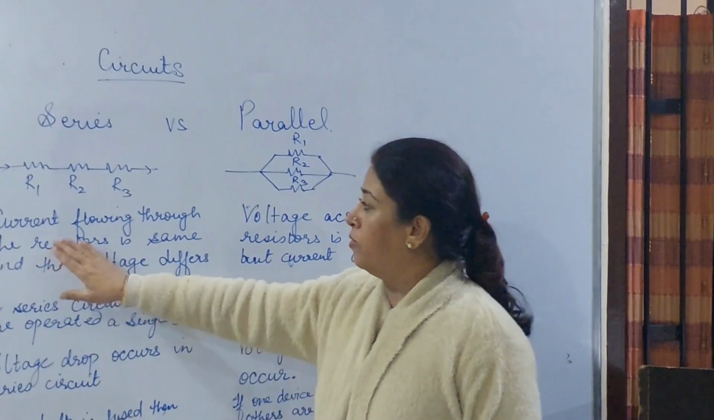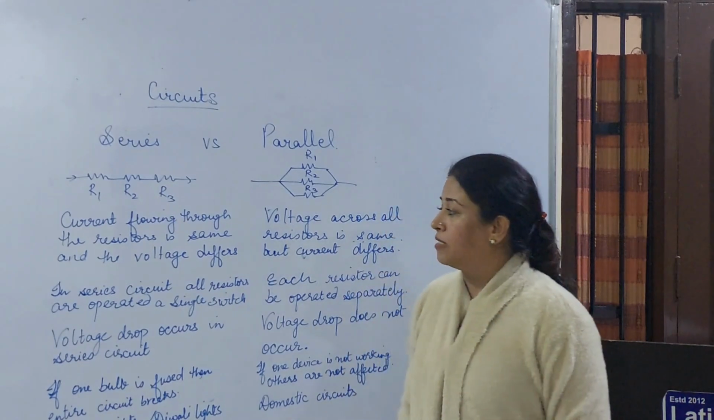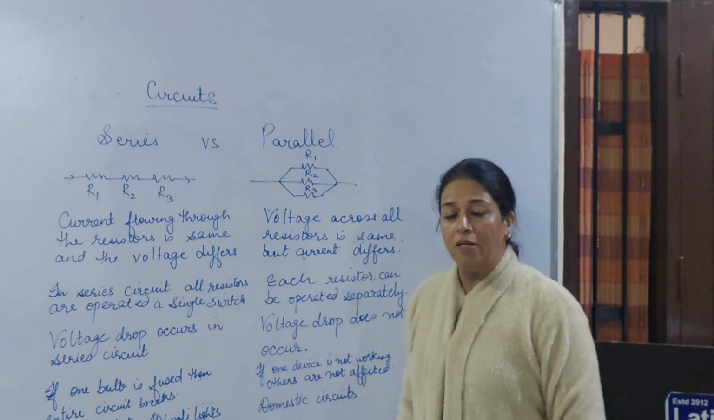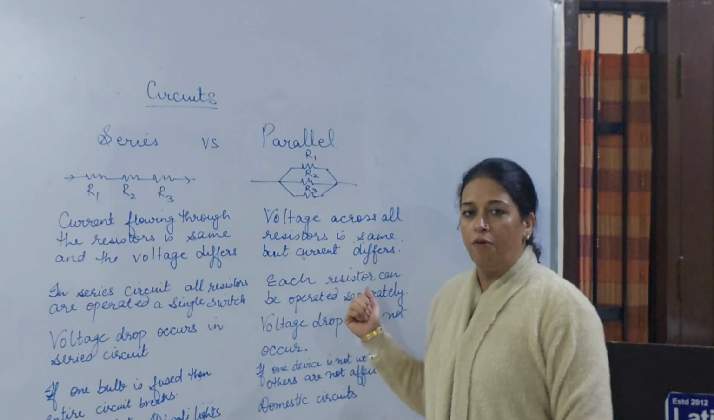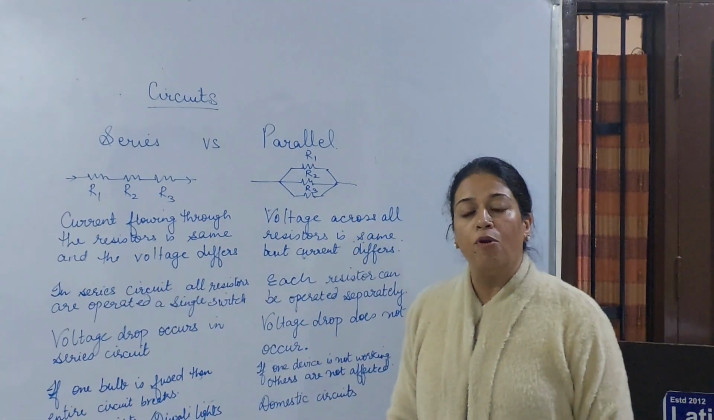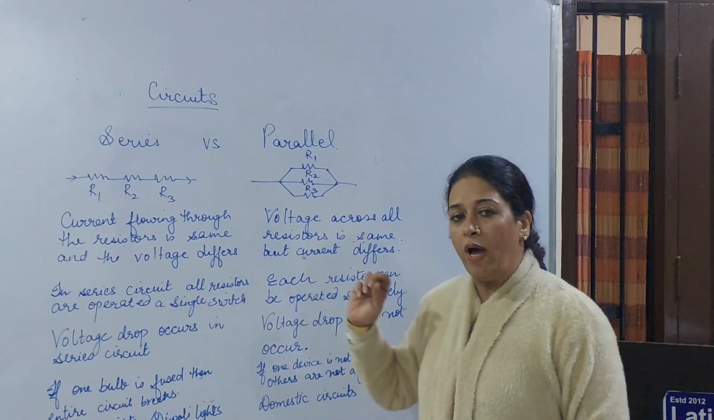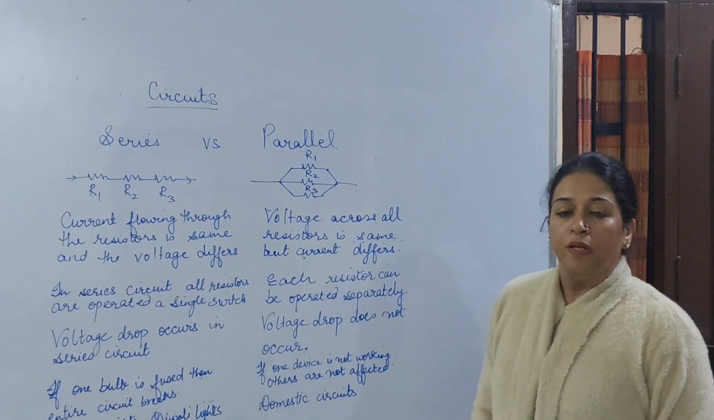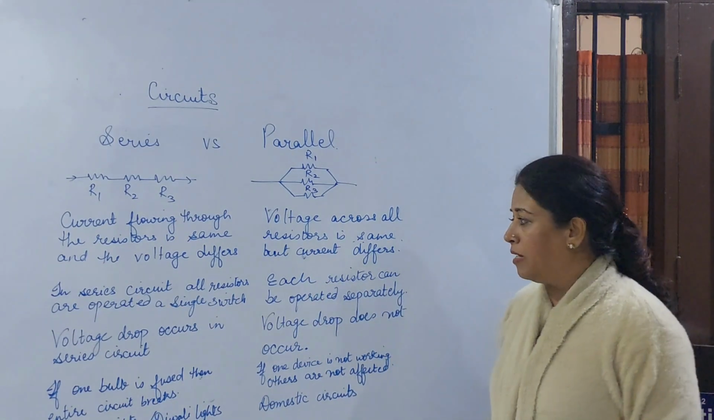It is very important to note that the current flowing through the resistors is the same in a series circuit, and the voltage tends to differ. Whereas in a parallel circuit, the voltage remains the same, but different current flows through the various resistors. In a series circuit, all resistors can be operated on a single switch, so there is a lot of convenience. With one switch, you can turn on hundreds of bulbs. Whereas in a parallel circuit, each resistor has to be operated separately.